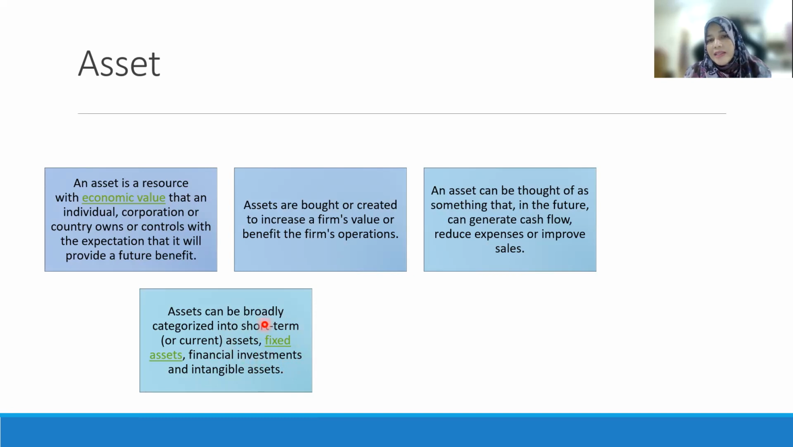Anybody know what other current assets are in the company, apart from money, apart from cash in the bank, cash in the petty cash, or short-term investment? What are other types of current asset? Anybody know? Or short-term asset? Munira?